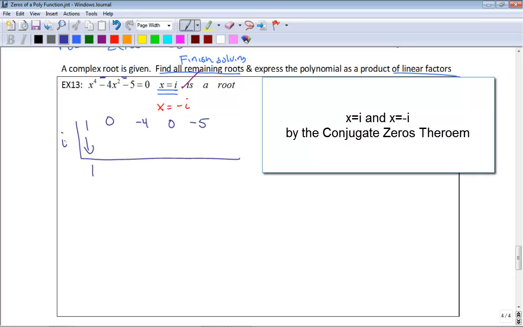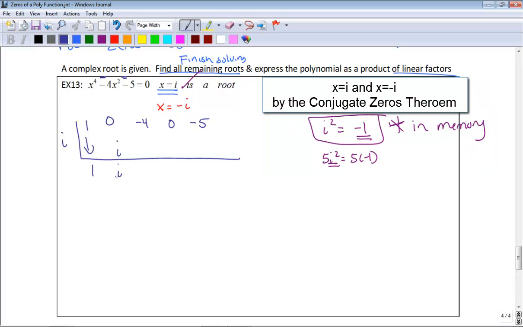Bring down my 1. i times 1 is i. If I add, well, 0 plus anything is just going to be i. i times i is i squared, but i squared is equal to -1. We need to have that in memory. i squared is equal to -1. So i times i is -1. I add down, I get -5.